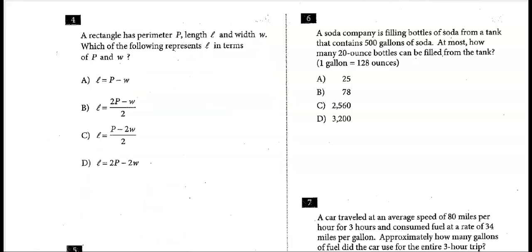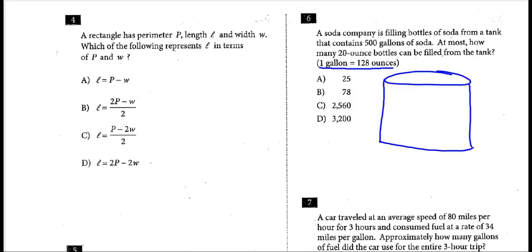All right, number 6. A soda company is filling bottles of soda from a tank that contains 500 gallons of soda. At most, how many 20-ounce bottles could be filled? Then they give us a nice little conversion here. So I'm just going to draw this giant drum, which is 500 gallons. And the first thing I probably want to do, since we're trying to fit this into some sort of 20-ounce bottle, and we want to know how many of these can go in there, is change gallons into ounces.